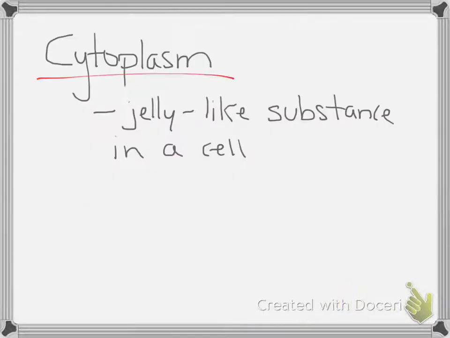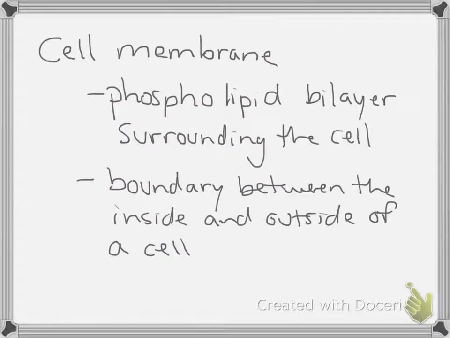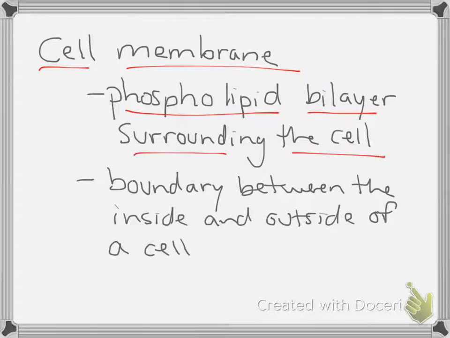We then have the cytoplasm. This is the jelly-like substance that's inside of a cell. It's sort of like the fluid that holds everything in place. It's all the internal part of the cell. We also have the cell membrane. The cell membrane is a phospholipid bilayer surrounding the cell. It is basically the boundary between the inside and the outside of a cell.